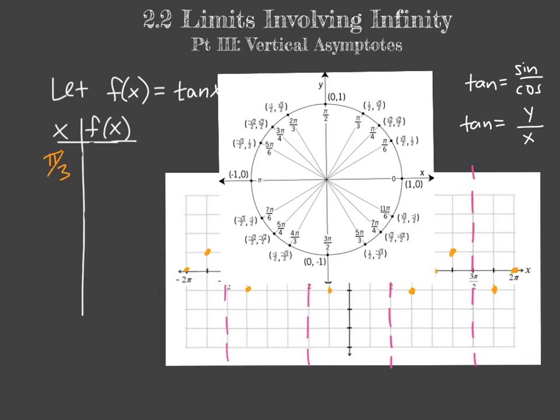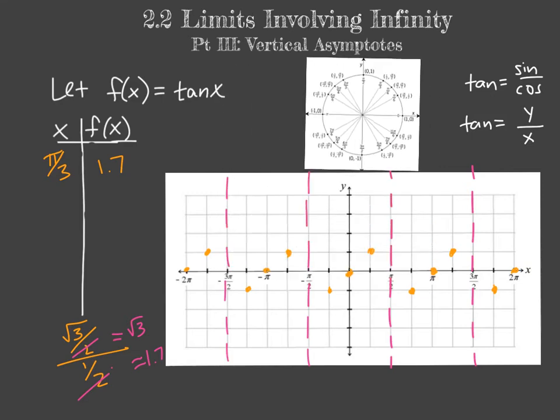So I'm going to find the tangent of pi over 3. The tangent of pi over 3 would be its y value divided by its x value. And when we have a complex fraction like that and the denominators are the same, we end up just getting root 3 over 1, which is root 3. And root 3 is about 1.7. So I know that it's approximately 1.7. So we can graph that, and something just like that.